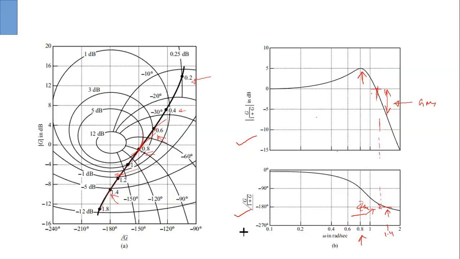Oh, sorry, it is in between 1 and 1.2. So approximately 1.2 maybe. Okay, 1.1 somewhere here, 1.1 maybe. So this is how, from this Nichols diagram as well as from the open loop frequency response in dB, basically from the Bode plot, you can find out the closed loop frequency, magnitude, and phase response.